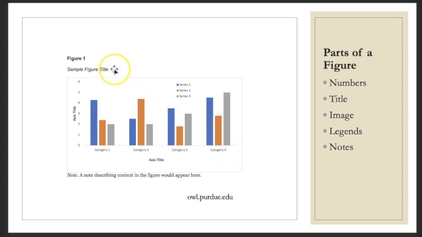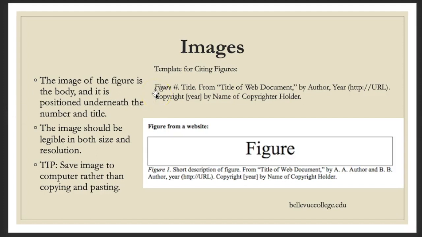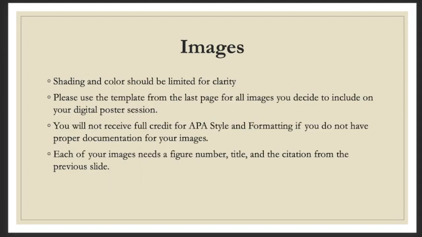So if it is something that you made yourself, then you just do figure 1, the title, the figure, and then a note. If it is something that you found from somewhere else and you are not the creator of it, this is the template that you would then use for citing images, just to make the distinction between the two and what is expected of you very, very clear. So moving on to images.